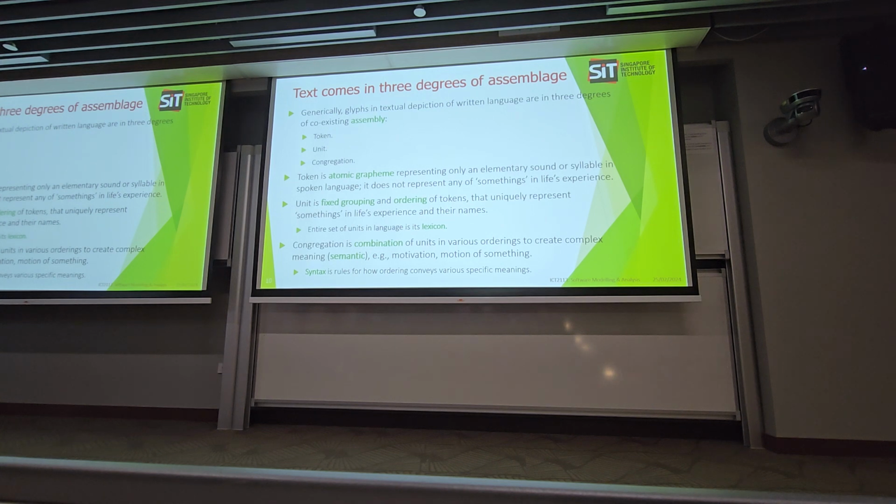So what we want to do now is look at using these three things: the token, which is atomic, the unit, which is a word, which is fixed. You can't split it up, but of course it is made up of tokens. And then finally, putting words together in a sentence.